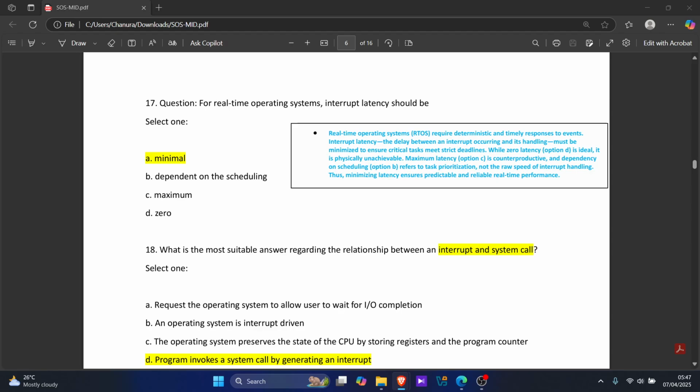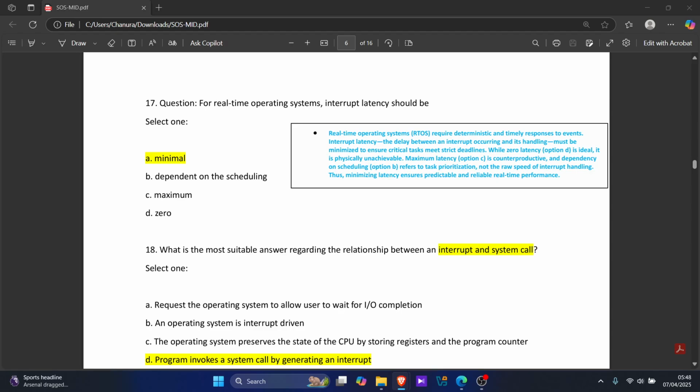That points towards option A minimal. But wait, option D 0 is there too. Is 0 possible? I don't think so because even in the most optimized systems, there's always some delay, even if it's very small. 0 latency isn't achievable in practice. So, minimal is the correct term here.